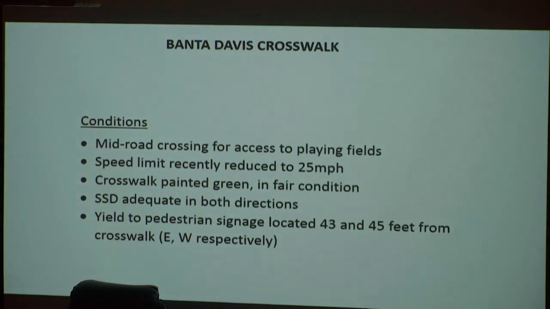Let's look at the conditions. So this is considered another, sort of popular use crosswalk. The speeds have been reduced. The crosswalk is in okay condition. There seems to be adequate stopping distances. This is the science of it. It's kind of remarkable. You can point to the science that says, oh yeah, you could go 60 miles an hour because you have 120 feet.